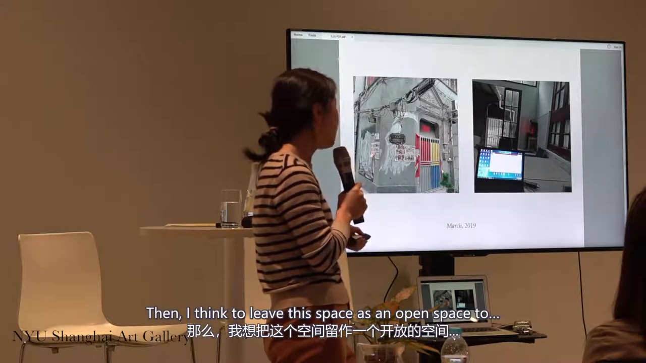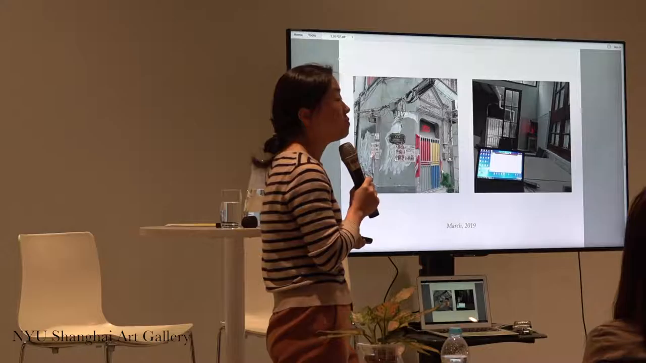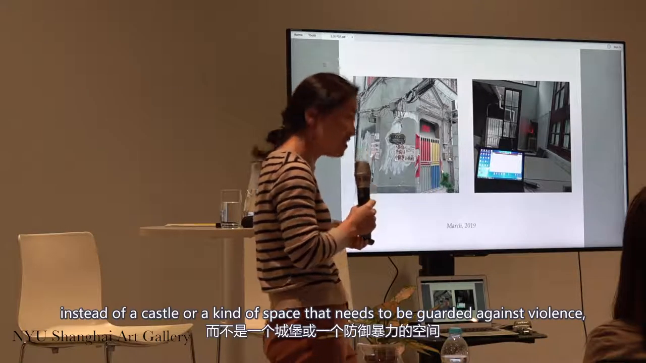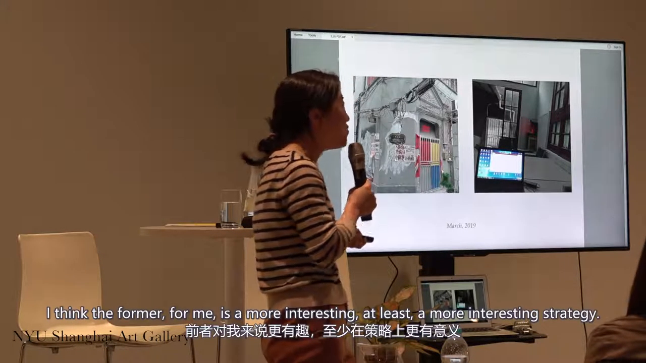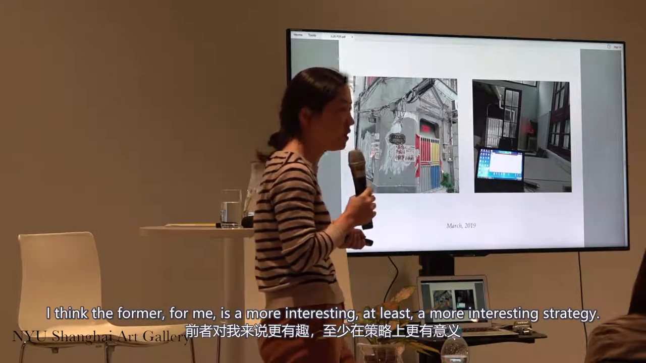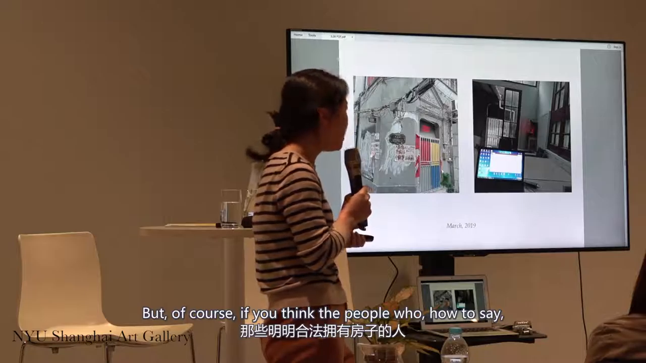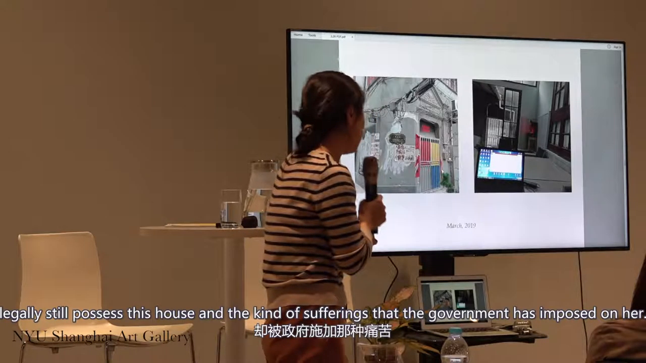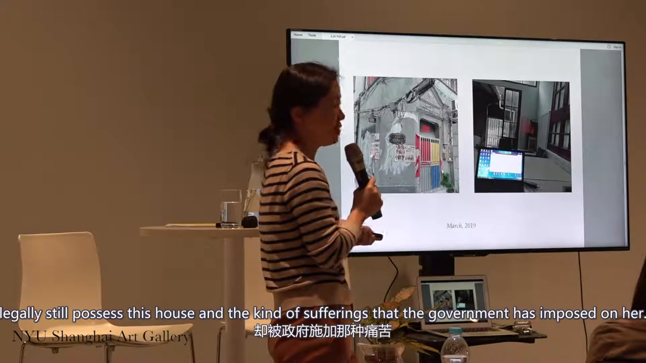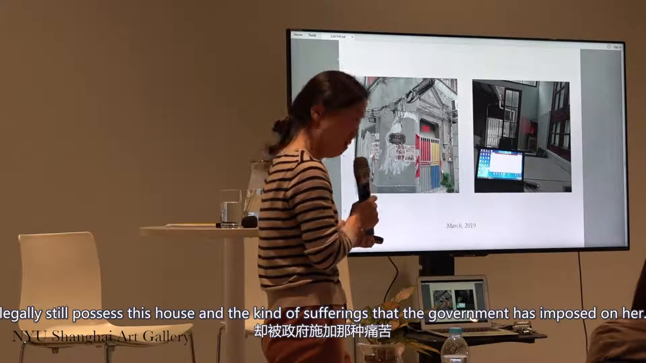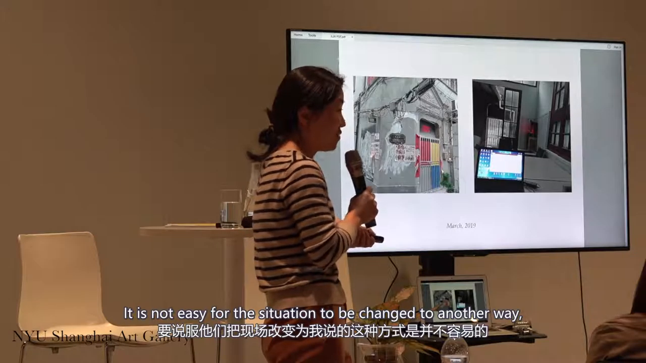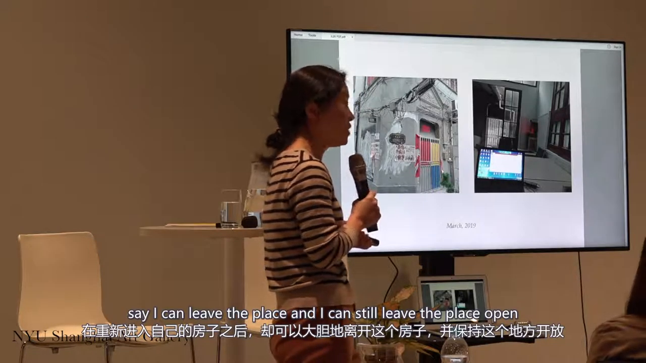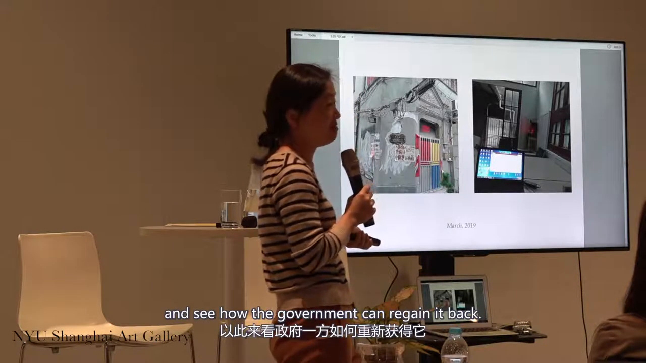Then I think to leave this space as an open space, instead of a castle or a kind of space that needs to be guarded against violence, the former, for me, is at least a more interesting strategy. But of course, if you think of the people who legally still possess this house, and the sufferings that the government has imposed on her, it is not easy for the situation to change into another way, saying I can leave the place open and see how the government can regain it.